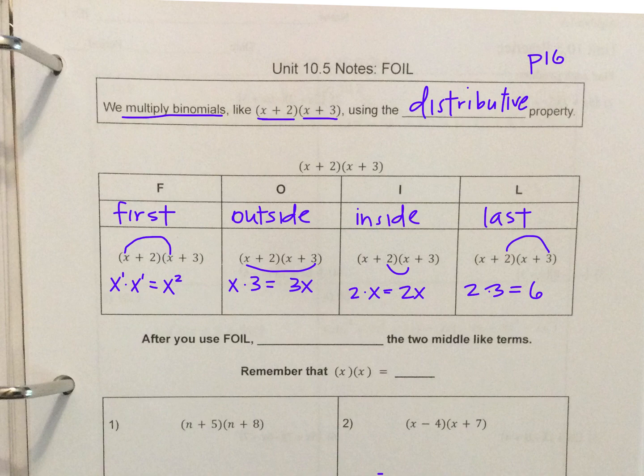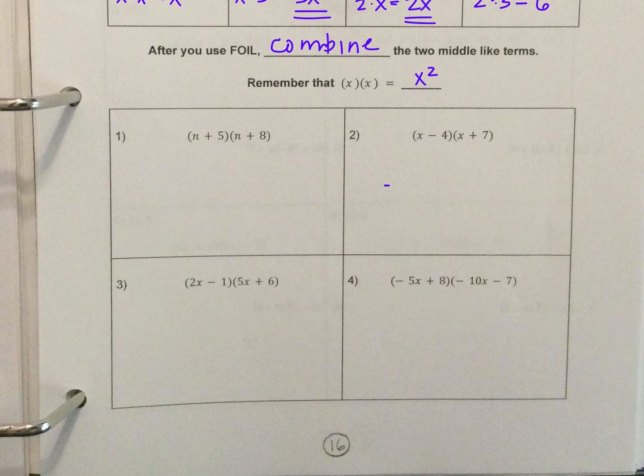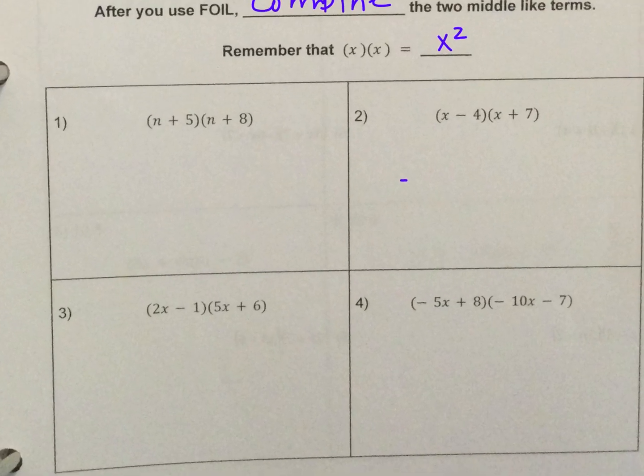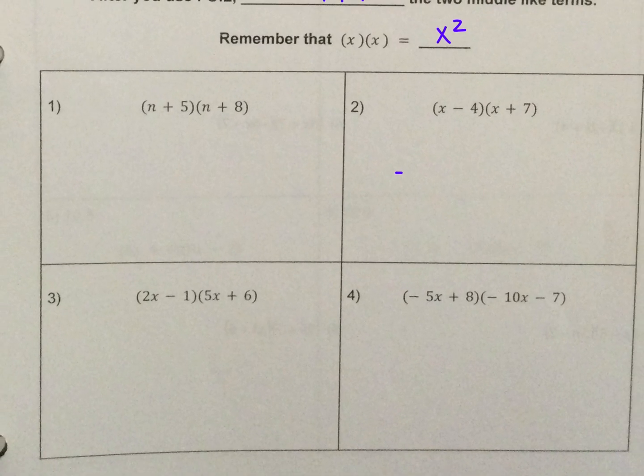So after you FOIL, you would put the 2 middle terms together. We would combine the 2 middle like terms. And remember that x times x is always x squared. So I know that did not make a lot of sense, but we're going to do some examples, and then I think that it will make sense. So let's start with number 1.